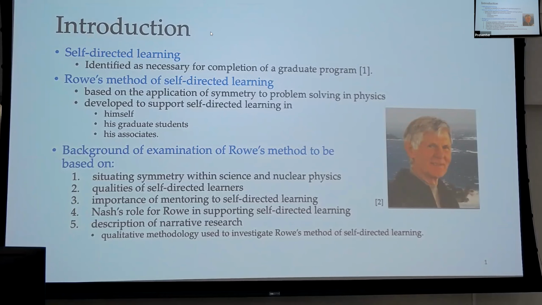Now I'm going to talk about 5 different things as far as the background before we get into the analysis that I'm going to talk about. So the 5 different things are, I'm going to situate symmetry within science and nuclear physics. And then I'm going to talk about the qualities of self-directed learners, the importance of mentoring to self-directed learning, my role with David in supporting self-directed learning, and a description of narrative research, which is the methodology that I used to investigate his self-directed learning.